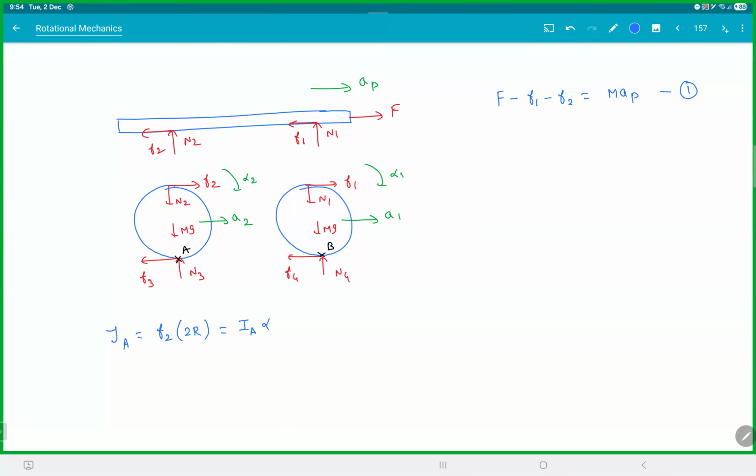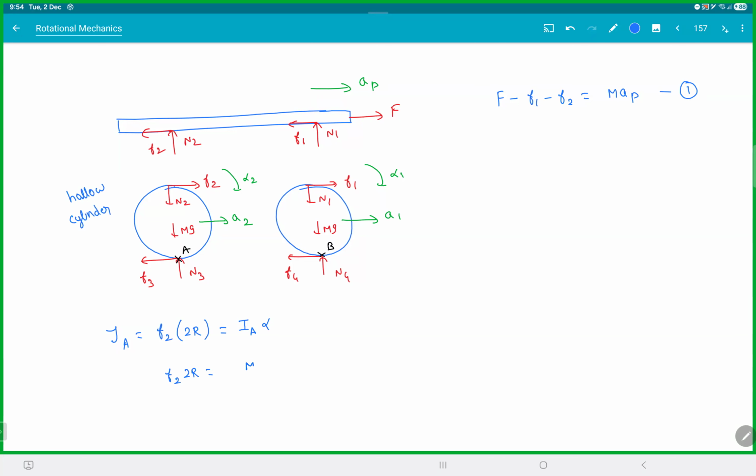Remember, it's a hollow cylinder. Hollow cylinder is as good as a ring. Hope you remember the result. Hollow cylinder is like a ring. So when you use the parallel axis theorem, this is F2 into 2r.